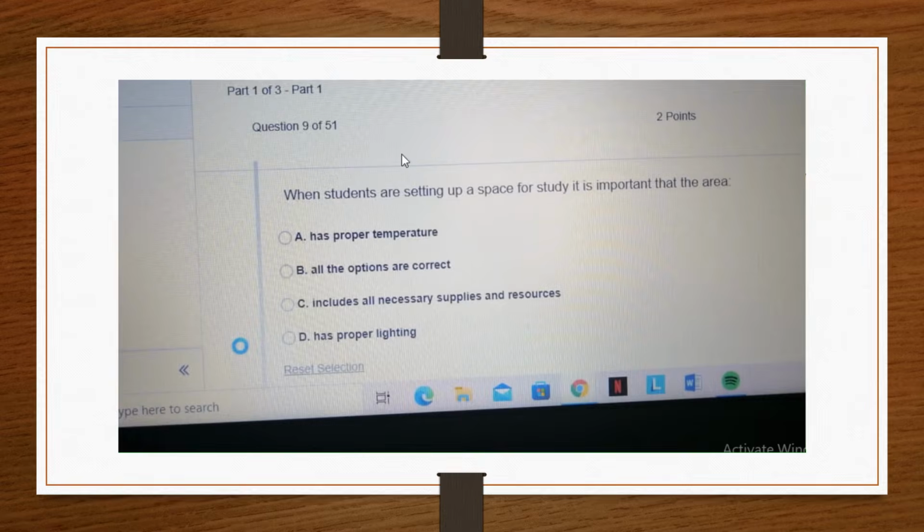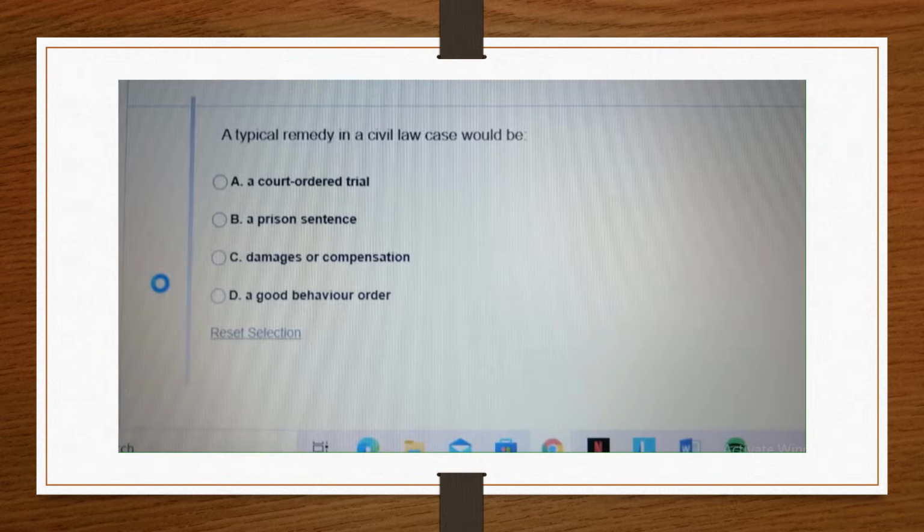All right, we move to the next question. A typical remedy in a civil law case would be C. Damages or compensation. In civil cases, I did not find this in the guide or anything. I never bothered to look it up myself. I just know it by heart.